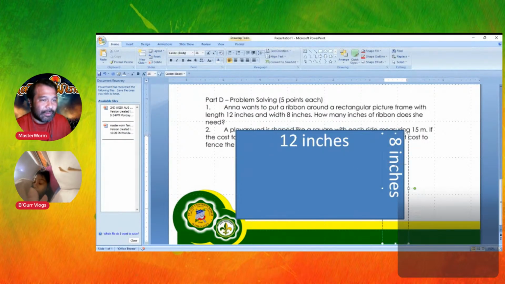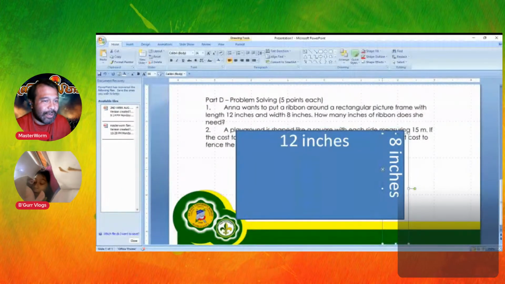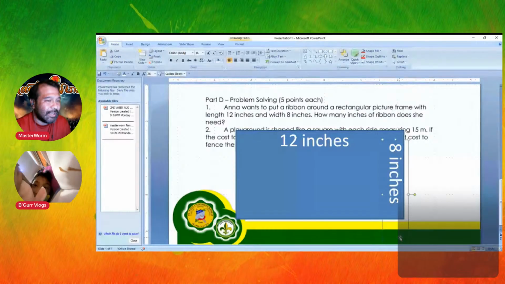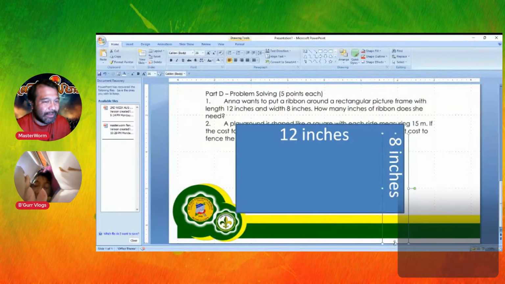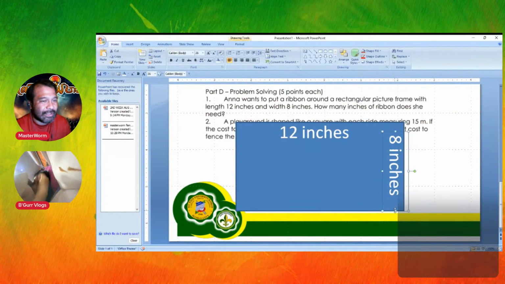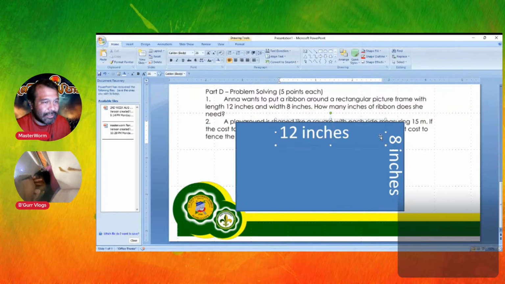So the question is, if you are going to cover the whole rectangle, how many inches of ribbon do you need to buy? What's the length of the ribbon that you need? In order to solve that, you have to add. From 12 inches from left to right, that's 12 inches plus 8 inches up to down. 12 plus 8, how much?